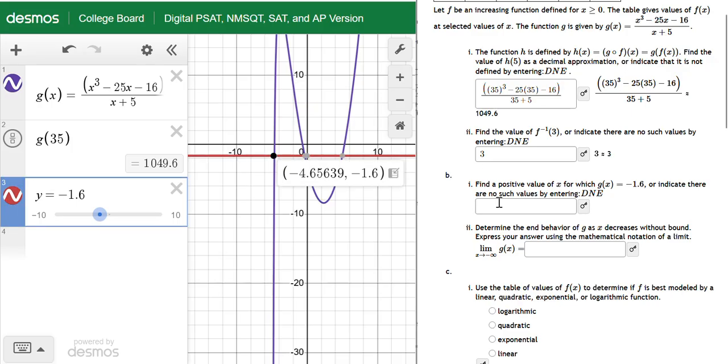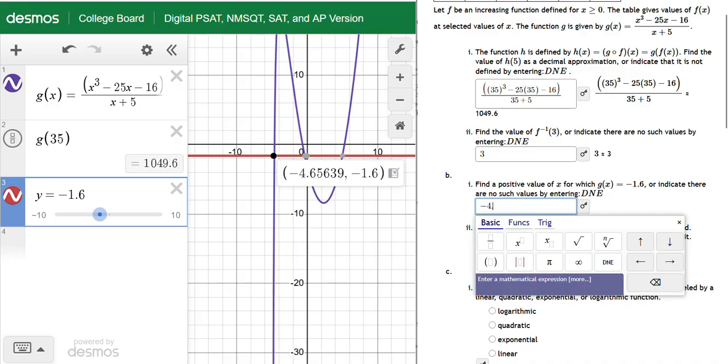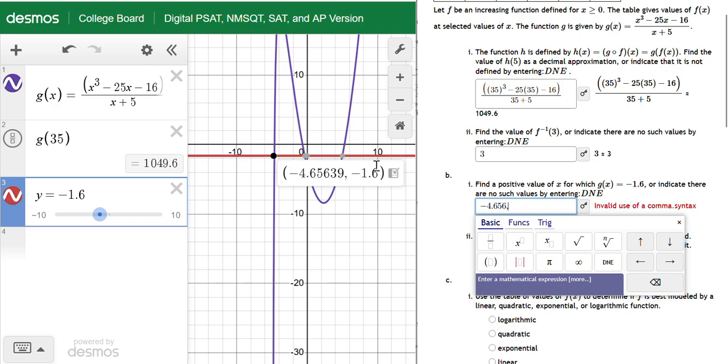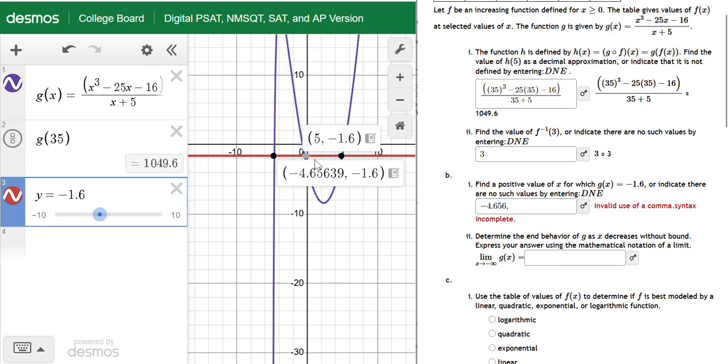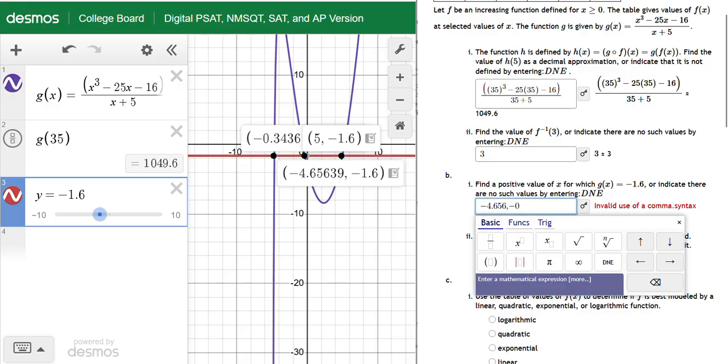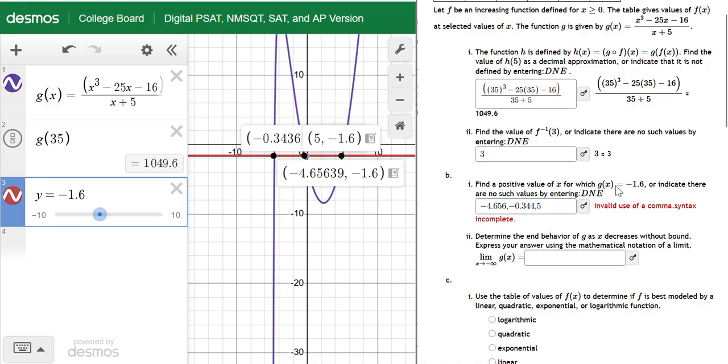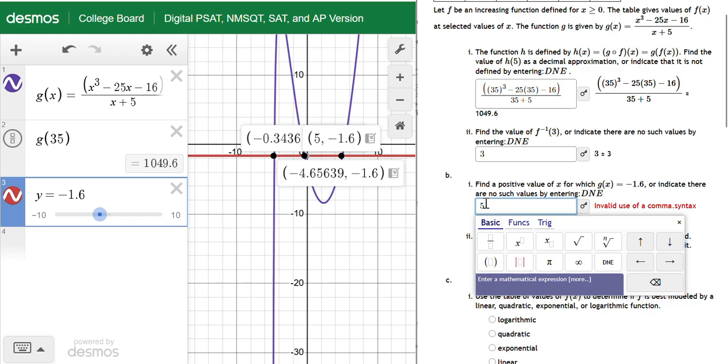So we have negative 4.656, I'll round to 3 decimal places. We have 5, and we have negative 0.344, and again at 5. So those are our solutions. This asks to find the positive value, so the only answer that we are going to keep from these 3 is the 5.